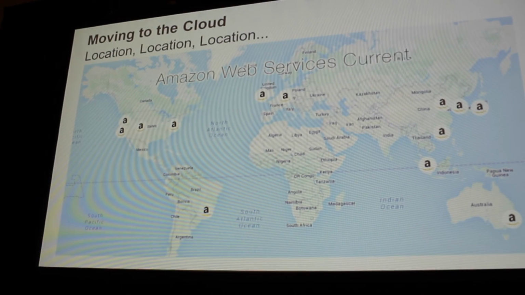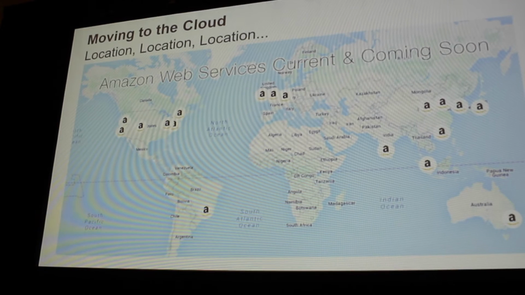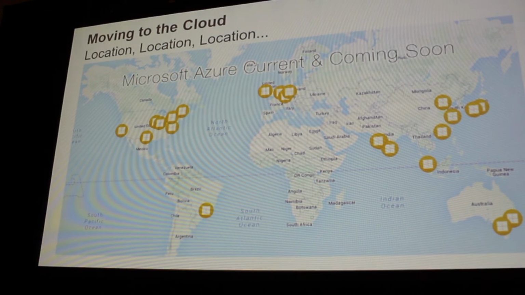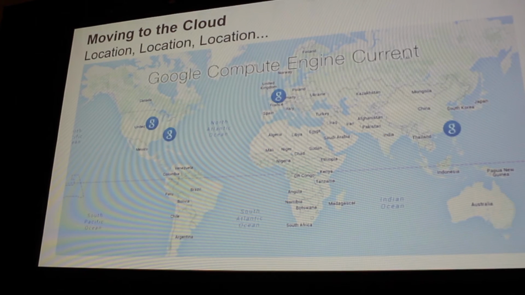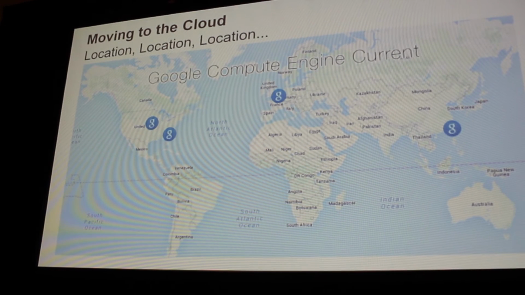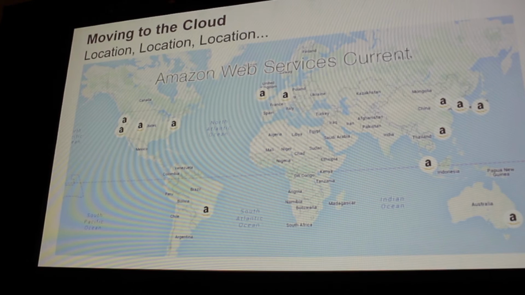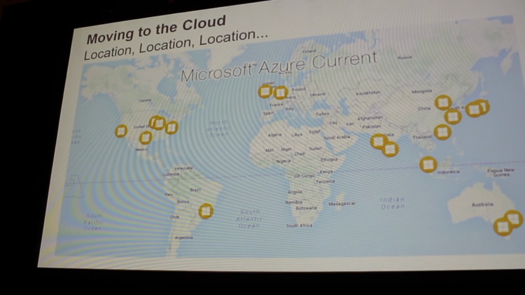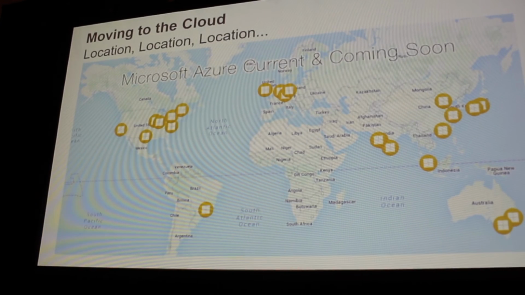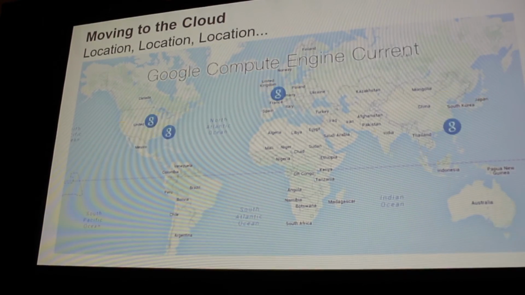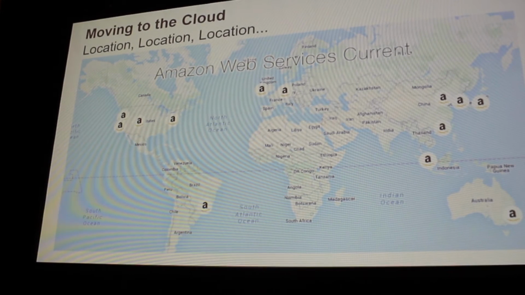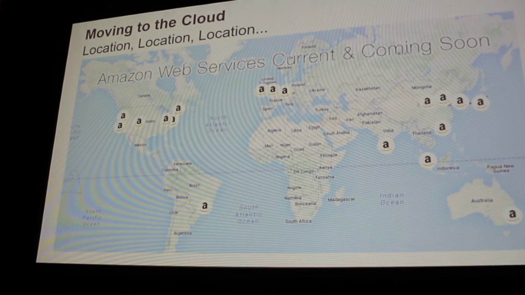So the first choice is very, very simple and very straightforward. Choose the right cloud provider and explicitly minimize the distance between your physical users and the cloud data centers. People think the cloud is this amorphous thing that exists everywhere. That's not true. AWS has 13 locations globally today. Microsoft Azure has 19 locations. Google Compute Engine has 4. There are expansion plans, but really they're not that dramatic.